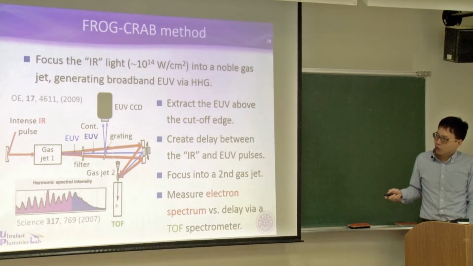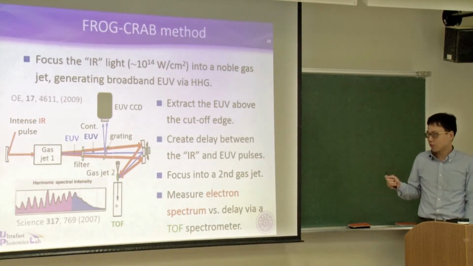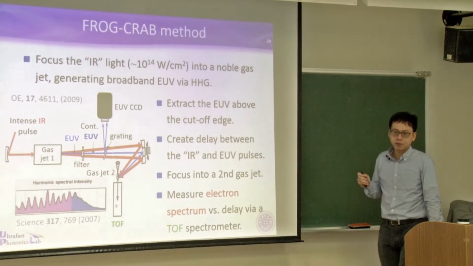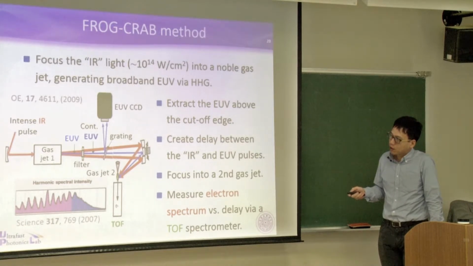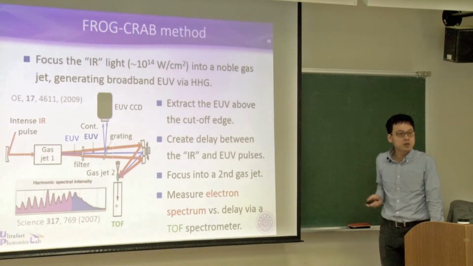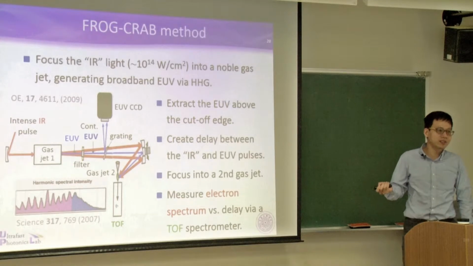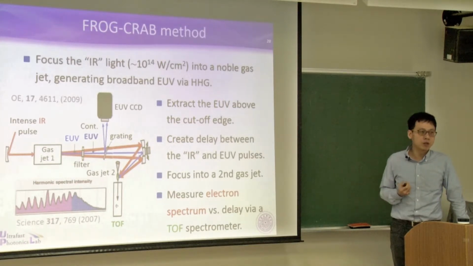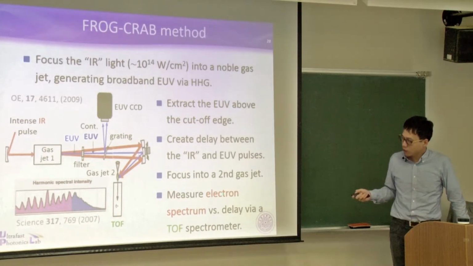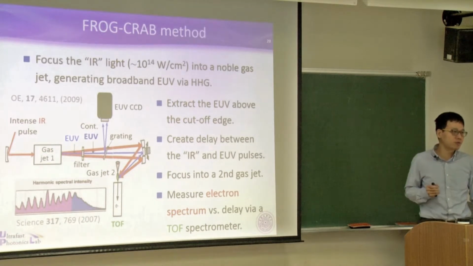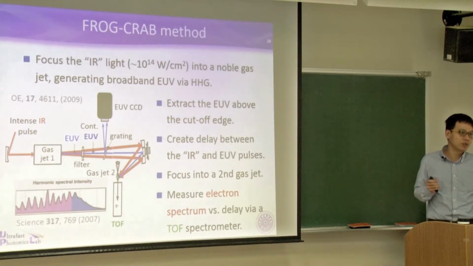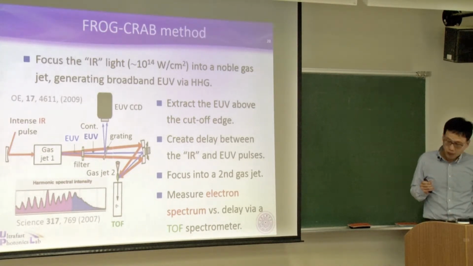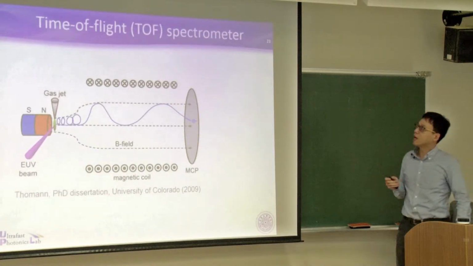Although it is used in measuring the spectrum, it is apparently very different from this one. Grating and CCD, that's the typical way you measure optical spectrum. But to measure electron spectrum, you need something different. TOF is what they use. So I need to introduce what TOF is.